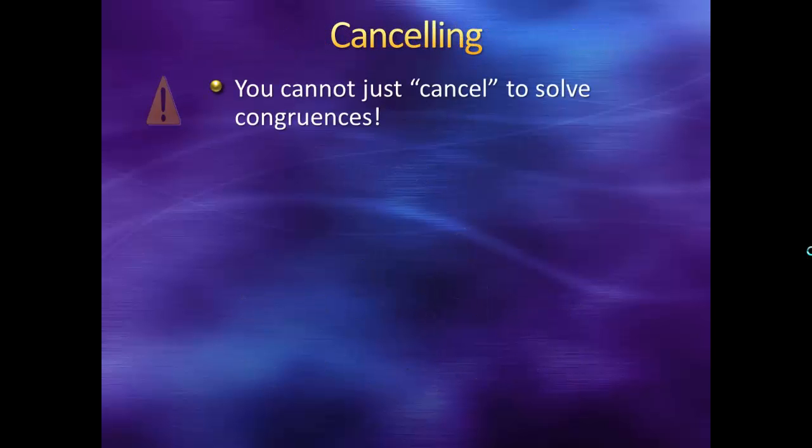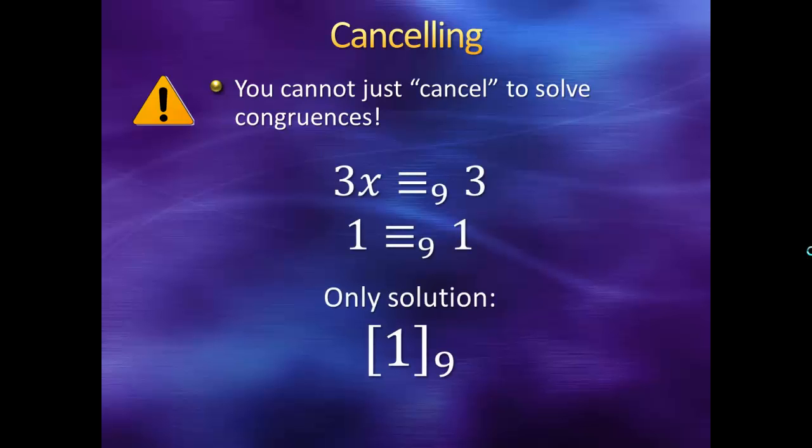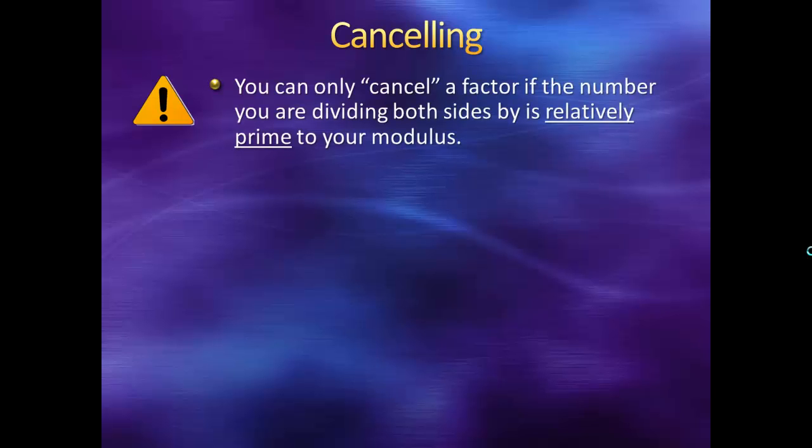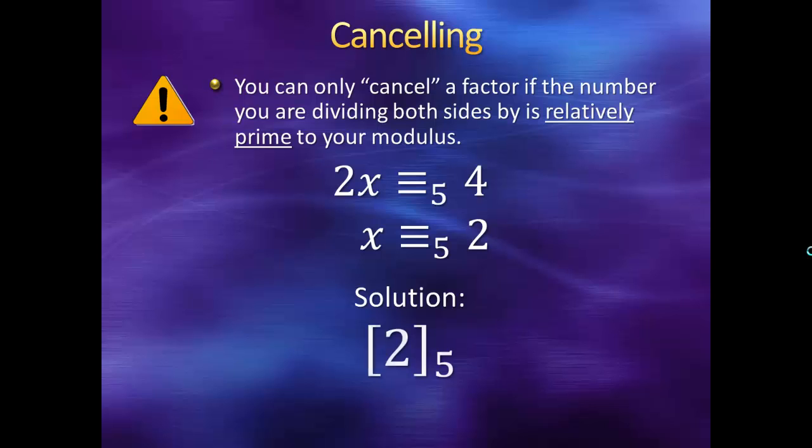One word of caution, by the way. In general, you cannot just cancel to solve congruences like you can in regular algebra. If we had divided both sides by 3 in our example, we would have obtained x is congruent to 1 mod 9, which only has one congruence class in its solution, the congruence class of 1. We would never have found the other 2 solutions. The only time you can cancel a factor from both sides of the equation is if the number you are canceling is relatively prime to your modulus. So we could cancel out the 2's in the congruence 2x is congruent to 4 mod 5, giving us x is congruent to 2 mod 5. The solution would just be the congruence class of 2.